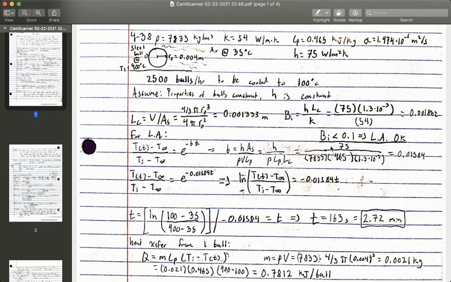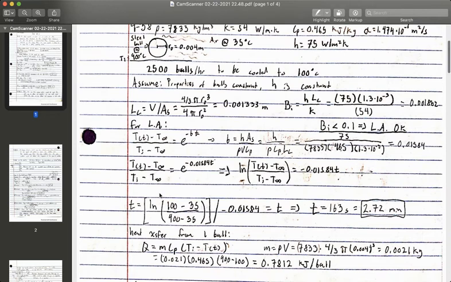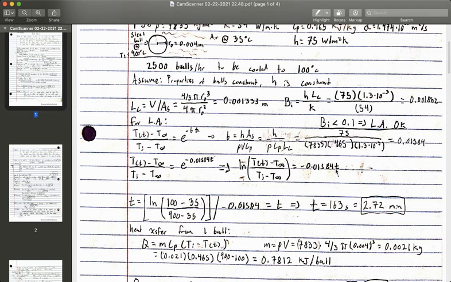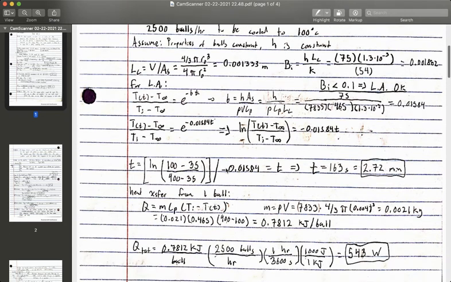It's very small. It's less than that key value of 0.1, so we know lumped analysis should be accurate. So we can use the corresponding lumped analysis equation. The only parameter we really need is b. So that depends on these properties. We just plug and chug. Once we have b, we can rearrange this equation for time, and we will find that it should take about 2.72 minutes to cool these balls from 900 to 100 degrees Celsius.